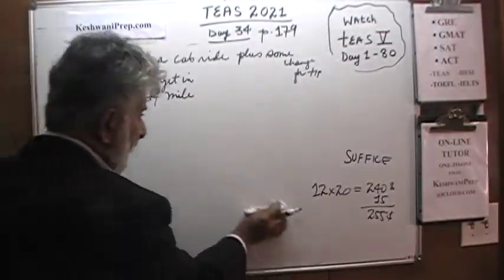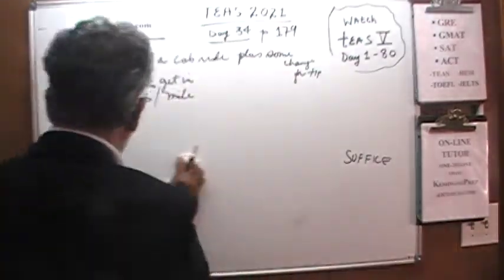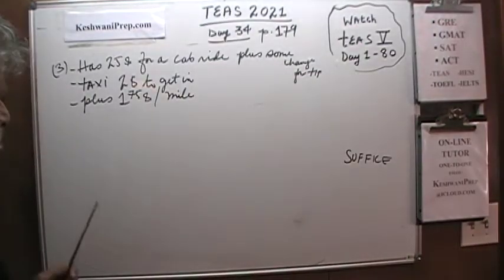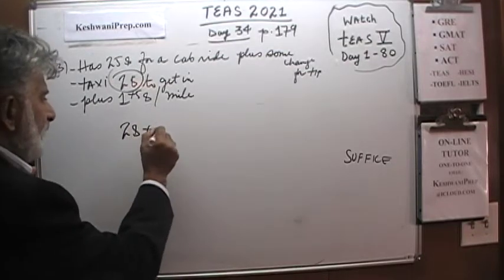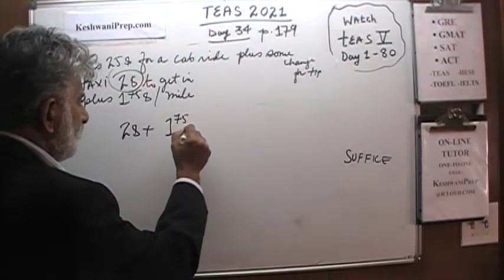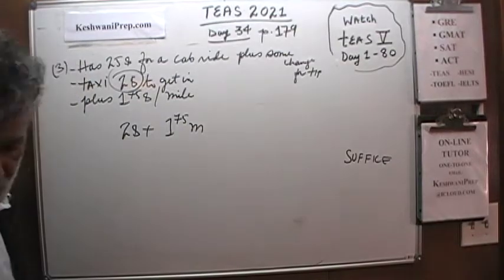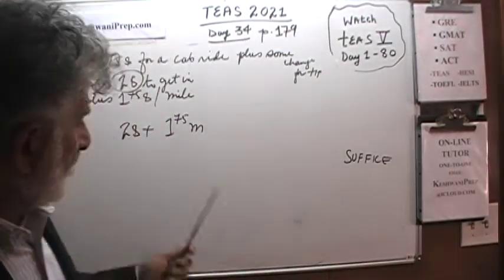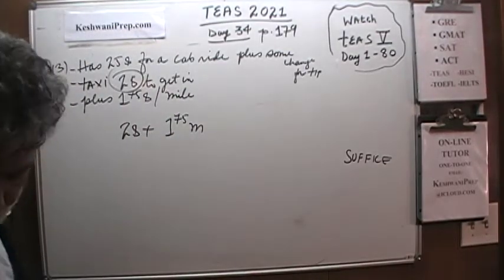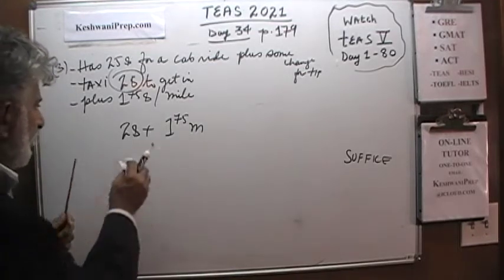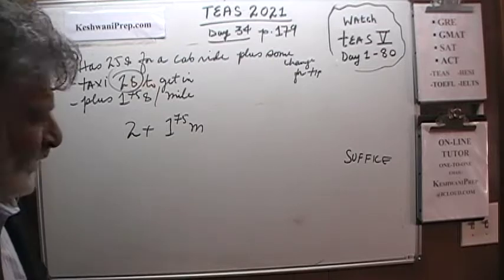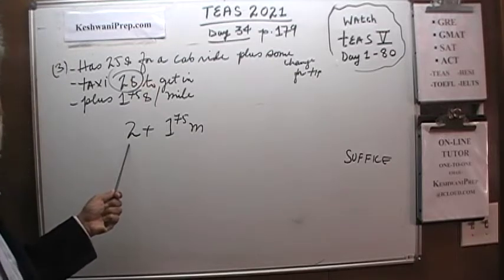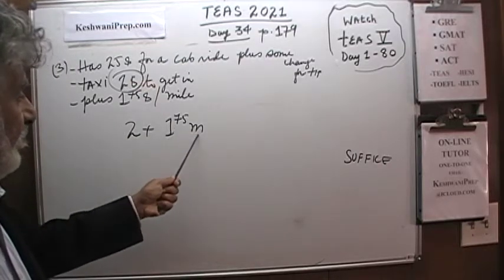As soon as you get in the cab, you have to pay $2. That's the minimum charge. After that, it is $1.75 per mile, so we're going to use M for mile. We don't need a dollar sign here because we don't usually put the unit sign in the equation itself. So this is $2 that we have to pay initially as we get in, plus $1.75 times the number of miles that we're going to travel.